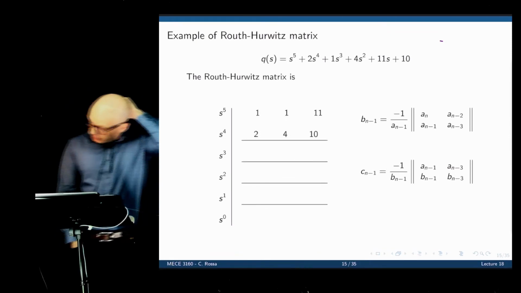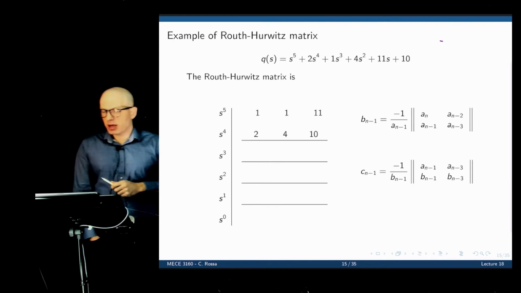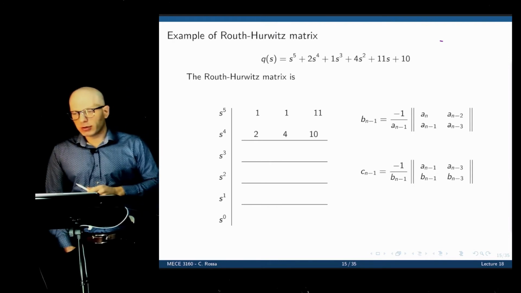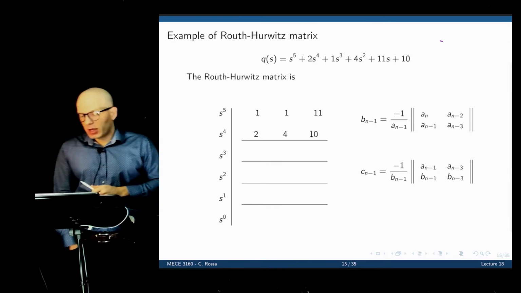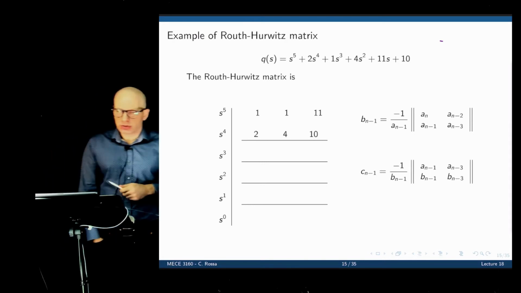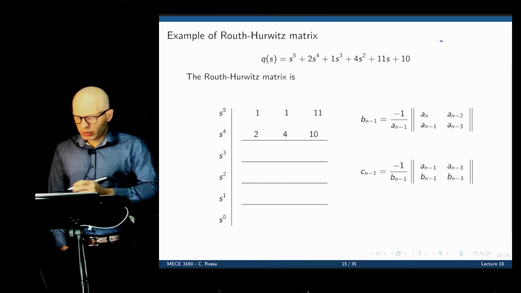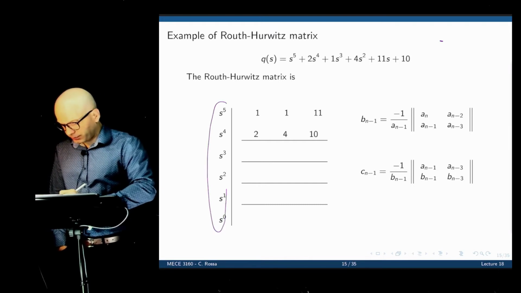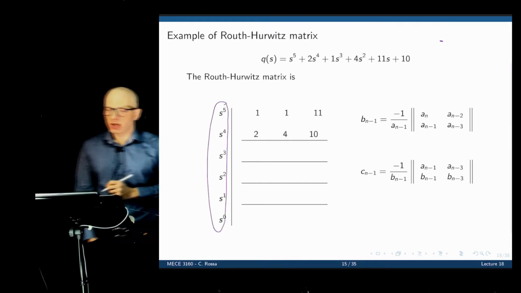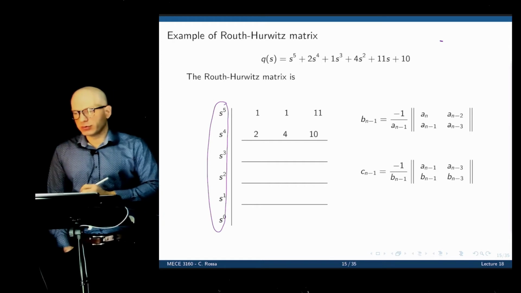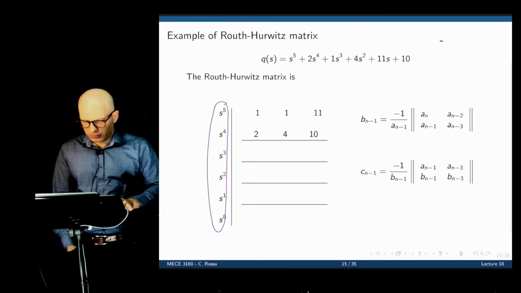That'll make things a lot easier to understand. So here we have a characteristic equation. There's a 5th order transfer function, and you have s to the power of 5 all the way to s to the power of 0. The first thing is to create the left column here. Because we have a power of 5, we go from 5 to 0.